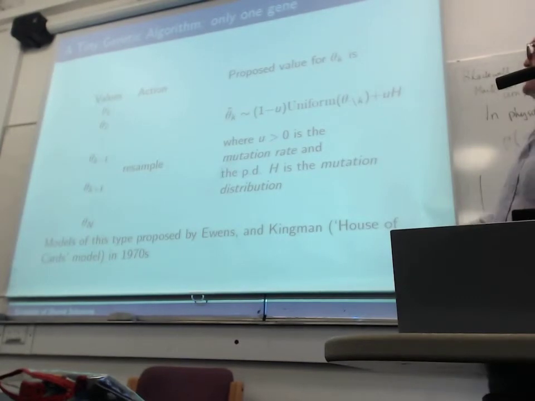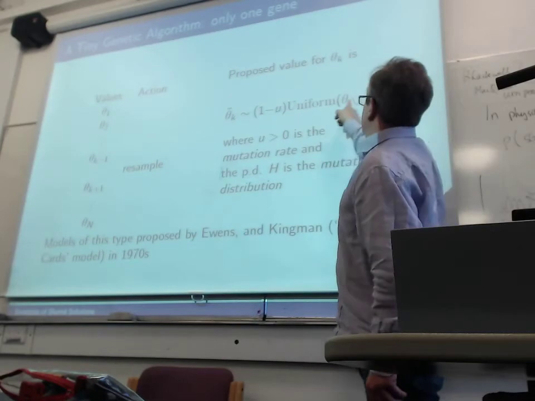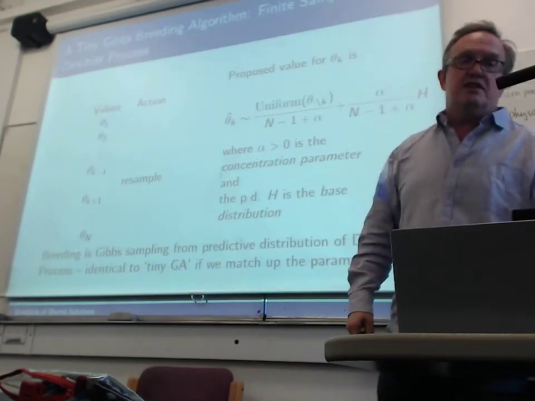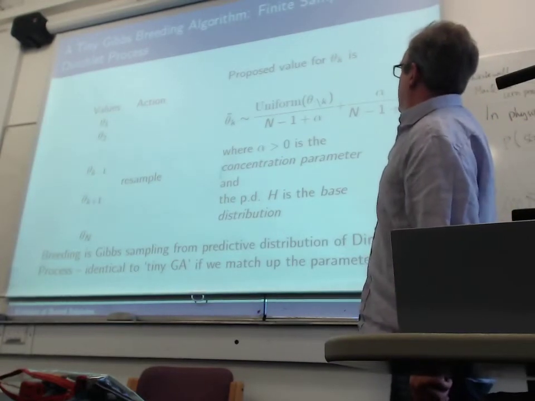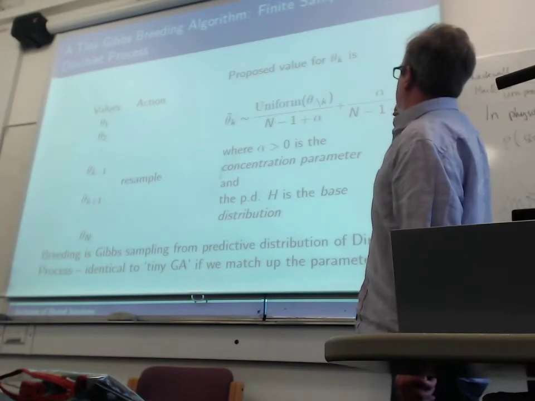If we look at this, this is our tiny G A. We've got 1 minus u times the unit for the pick, and then u times H. And we're going to split this over here. Well, not even right.